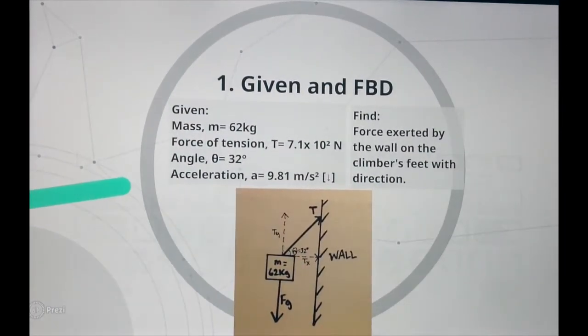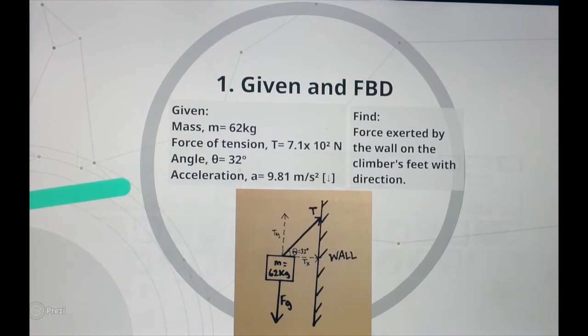First, you would state the givens and draw a free body diagram. You are given the mass, which is 62 kilograms, the force of tension, which is 7.1 times 10 to the power of 2 newtons, an angle, which is 32 degrees, and the acceleration, which is 9.8 meters per second squared with the direction downwards. This is the acceleration because we assume that we're on Earth. We're trying to find the force exerted by the wall on the climber's feet with direction.